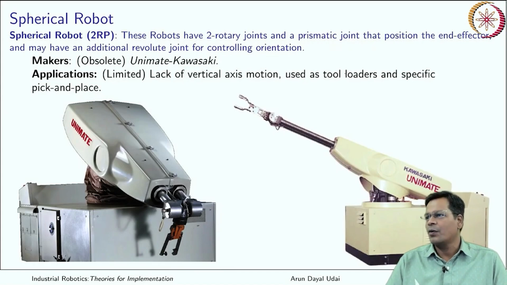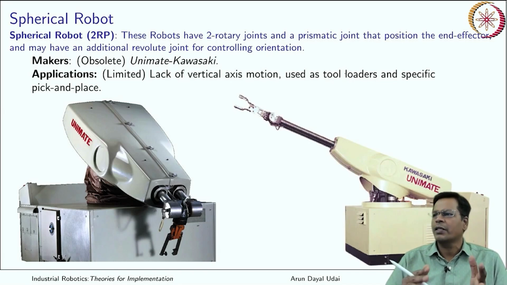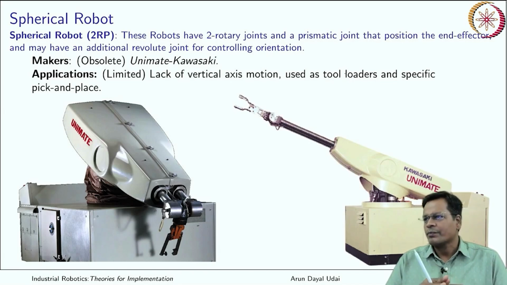So this is the oldest one. This was the first robot in the industrial category. This is a spherical robot, 2RP. These robots have 2 rotary joints and 1 prismatic joint that position the end effector, and may again have an additional revolute joint for controlling the orientation. Makers are Unimate, Kawasaki. This is already obsolete. You don't find this type of robot anymore in the industry.